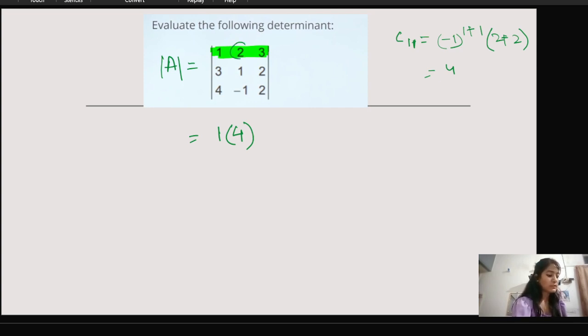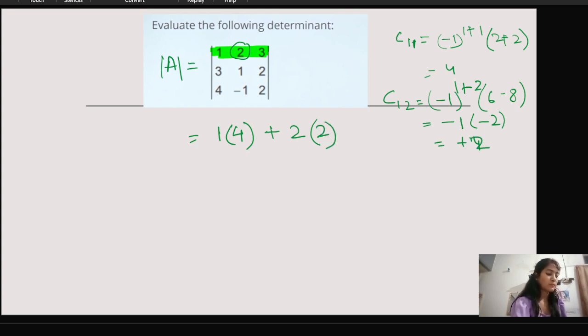Next we have to take this 2, and then again we have to take the cofactor of this 2. The cofactor C12 is minus 1 to the power 1 plus 2, because it is position 1 2. Here hide this column and this row. 3 times 2 is 6, minus 4 times 2 is 8. So we are getting minus 1 from here, and minus 2. So minus minus will be plus 2, right?